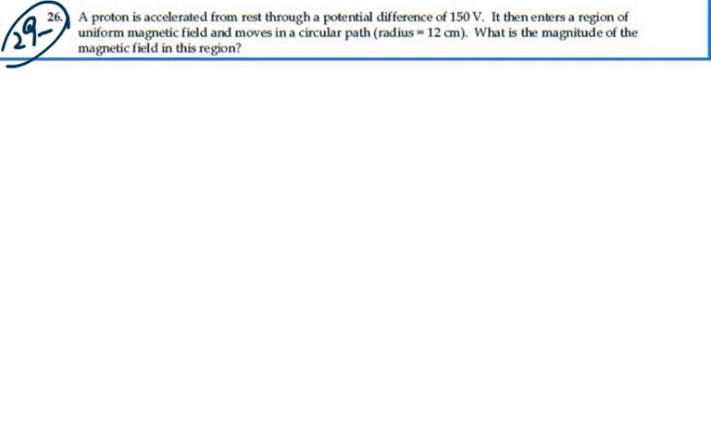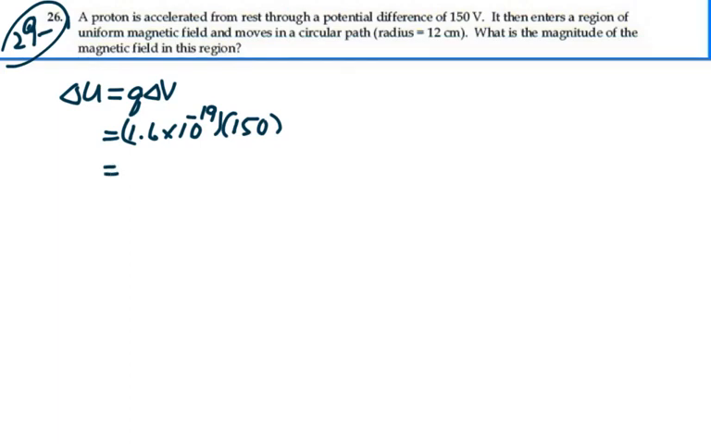Well, if we accelerate the proton through a potential difference, its change in potential energy will equal the charge times that change in potential. And in this case, that's going to be the charge on a proton, 1.6 times 10 to the minus 19 coulombs, times this 150 volts. And that's going to equal 2.4 times 10 to the minus 17 joules.